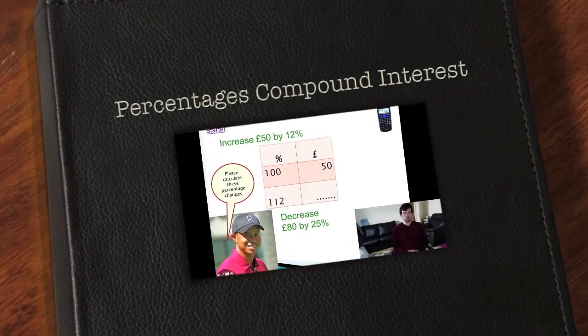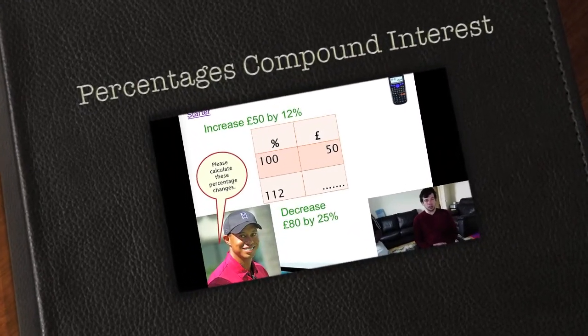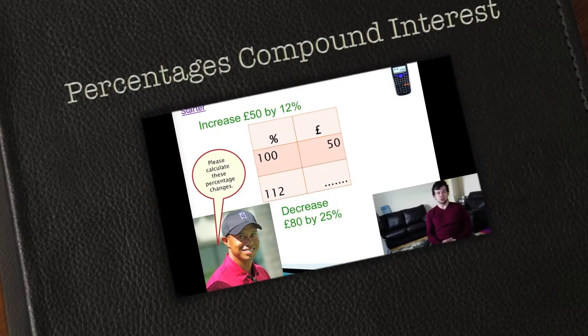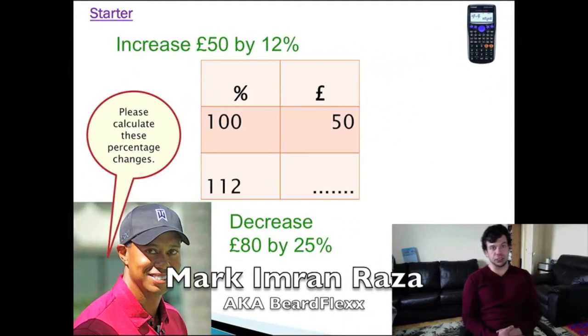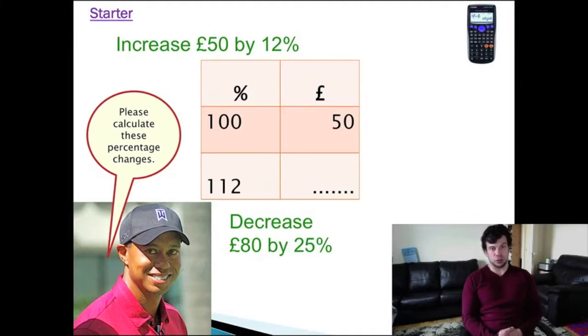Please calculate these percentage changes. Okay, so for a warm-up, I want you to perform the following calculations. I want you to increase £50 by 12%, i.e. the total amount of money after it's been increased, and following that, I want you to decrease £80 by 25%. I'll just give you a few seconds to see if you can calculate the first one.